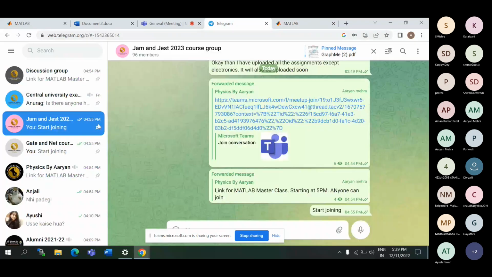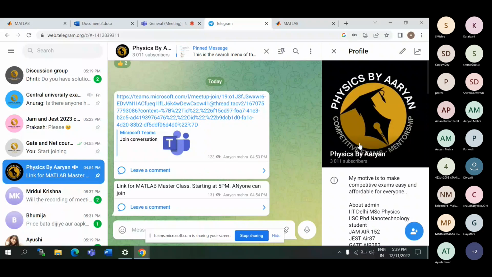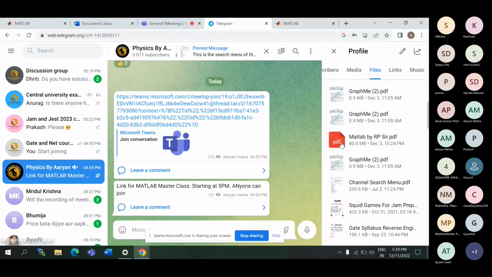Let me show you one thing. This class was actually to give you a basic idea of how you can read the book which I have sent you. So let's open this book. It's a very good book on MATLAB by Rudra Pratap sir. Let's download this and see this.